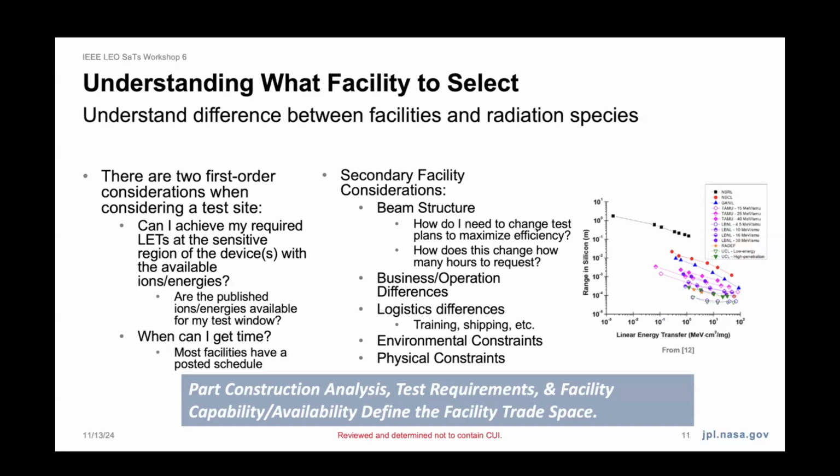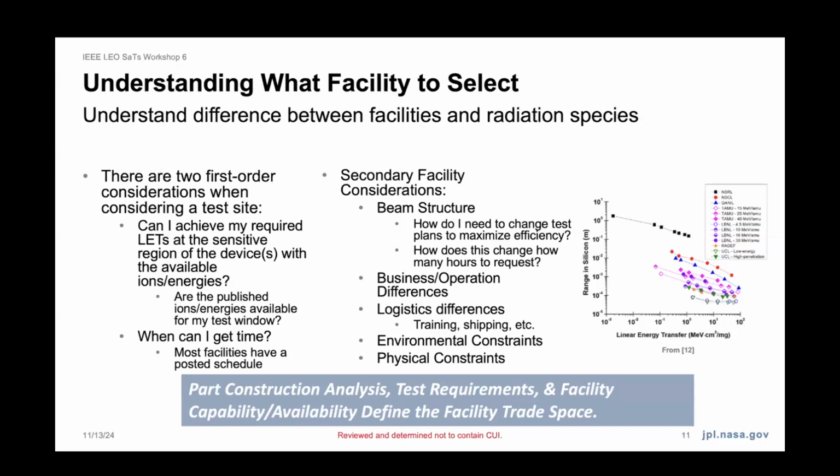where can you get time? That's usually the second driver. We know that test facilities are in high demand, and it's difficult to get time there. And so we'll have programmatic needs, we'll have schedules, and the down select process usually moves to that next. What gets me the test on the schedule that I need to get it.